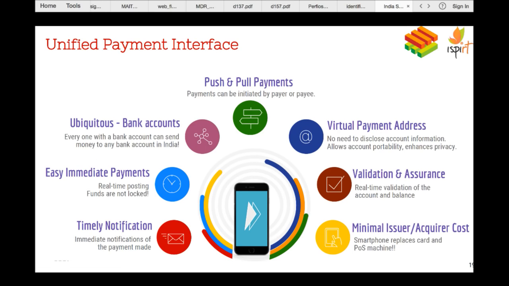And then the unified payment interface, which was launched middle of last year, and then you had the application called Bheem, which was launched by the Prime Minister in December. This allows you to create a virtual payment address. You don't need to disclose your IFSC code and account number to anybody. You just provide a virtual address to the person you're transacting with, and you can push or pull money from somebody else. It works with bank accounts, so everybody who's in the banking system is able to work with it.